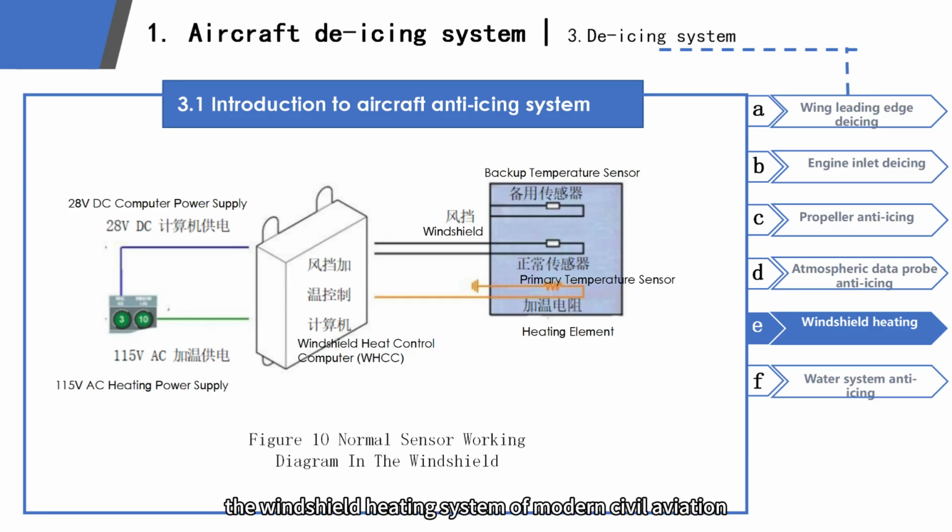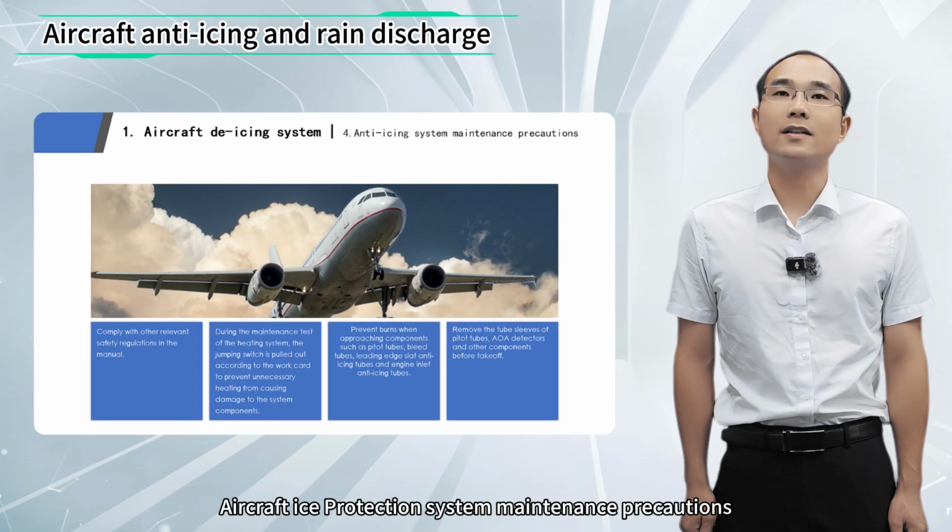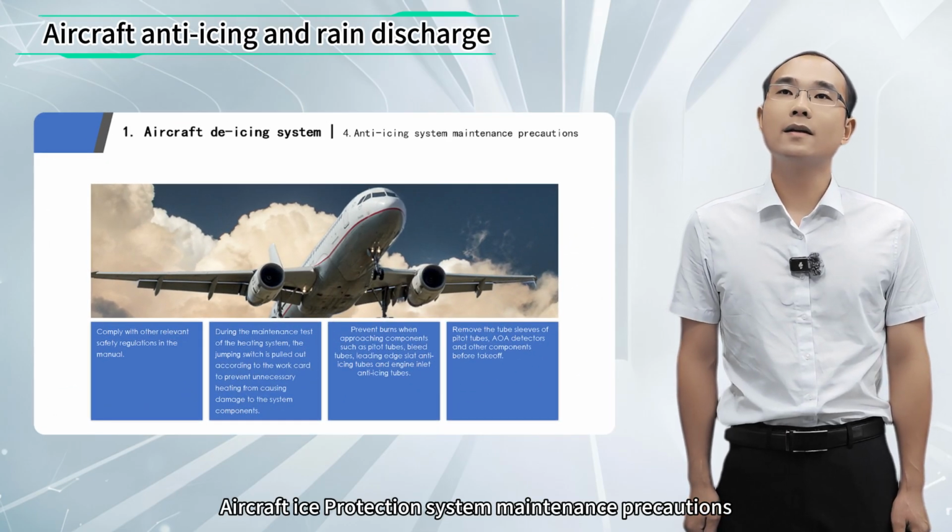The windshield heating system of modern civil aviation airliners adopts the method of electric heating. Explain the windshield heating circuit. Windshield heating can not only prevent the outer surface of the windshield from freezing, but also prevent water mist from appearing on its inner surface, effectively preventing the line of sight of the crew from being affected. Aircraft ice protection system maintenance precautions.